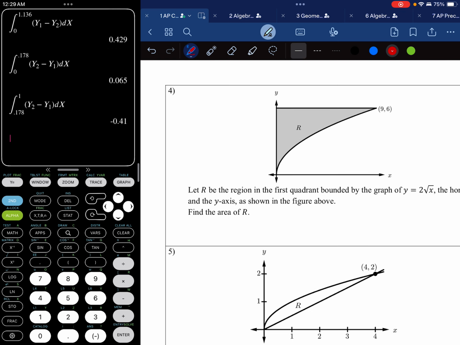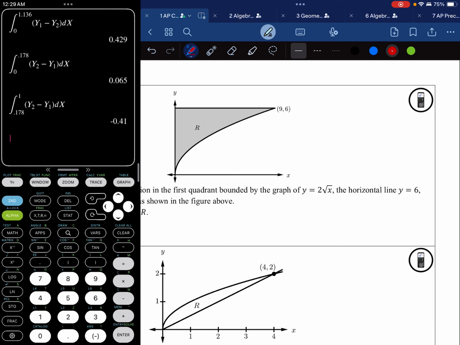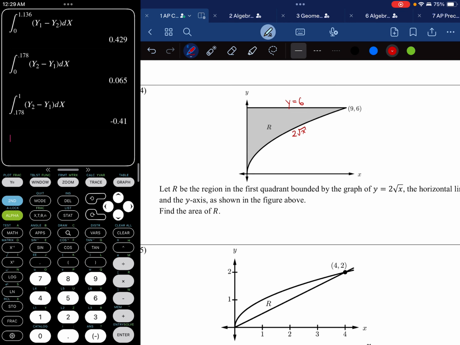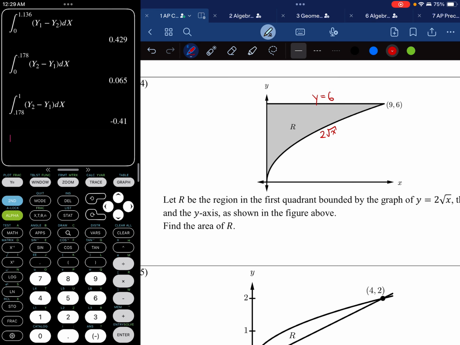All right, moving on to question number 4. Again, every single problem on here is going to have a calculator, so I'm going to leave that up. So we have y equals 6 up here, and y equals 2 root x. This equation is 2 square root of x, and they meet at (9, 6). Find the area of R. Oh, that's pretty straightforward, right?